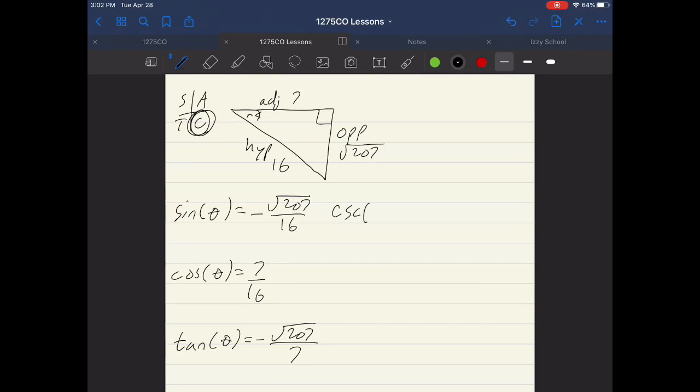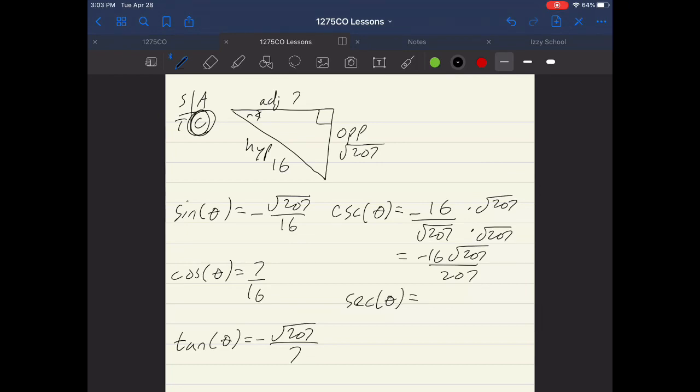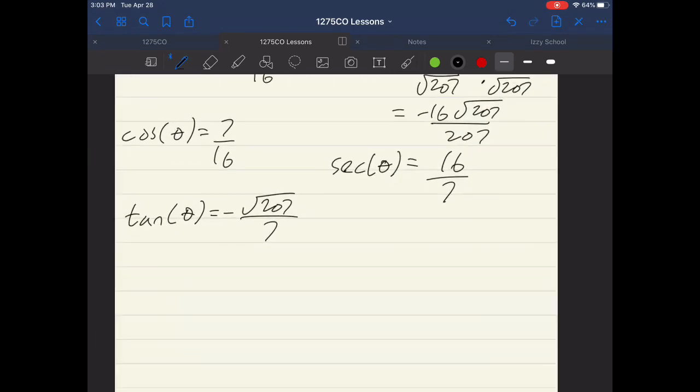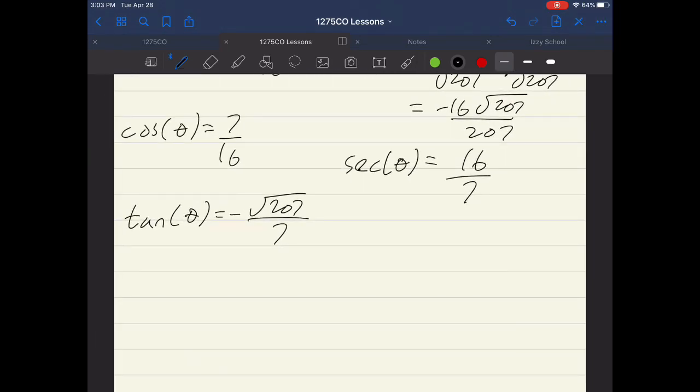Now, if we are to find the rest of the 3 trig functions, the cosecant of theta is going to be the reciprocal of the sine function, so negative 16 over radical 207, which will need to be rationalized into proper form. That's going to be negative 16 radical 207 over 207. The secant of theta is going to equal 16 over 7, and this information was given to us already, so technically there's no need to write that down.